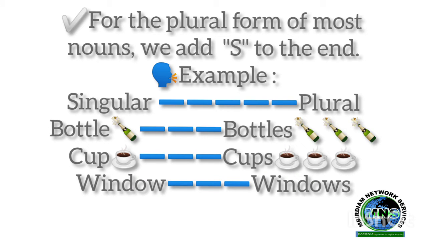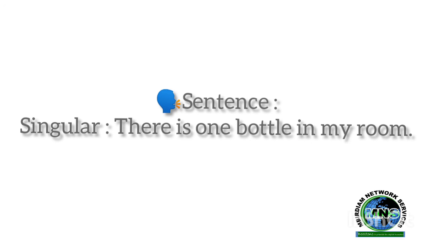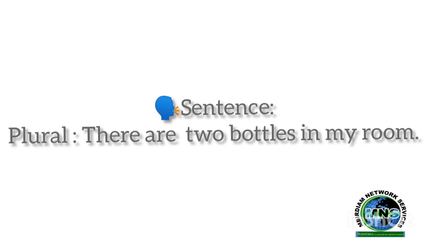For example, for the plural form of most nouns, we add s to the end. Example: bottle, singular; bottles, plural. Cup, cups. Window, windows. Example of sentence: There is one bottle in my room. There are two bottles in my room.